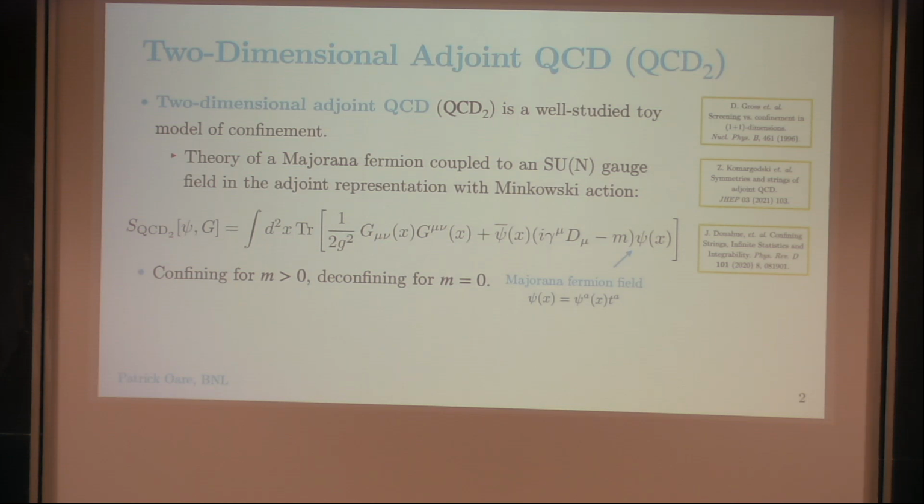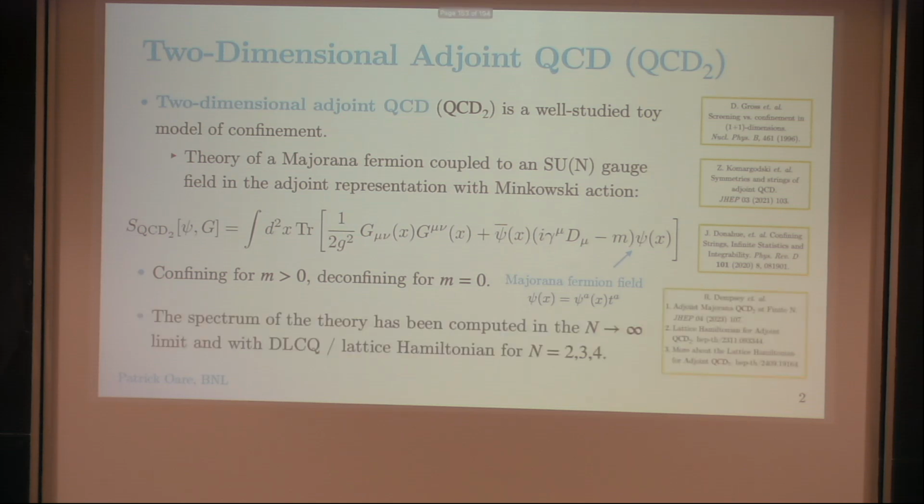The theory confines when the Majorana fermion is massive, but then, interestingly enough, when the Majorana fermion is massless, it deconfines. We're going to be studying the case when the Majorana fermion is massive, just because we're doing a lattice Monte Carlo calculation, and those have trouble when the fermions become massless.